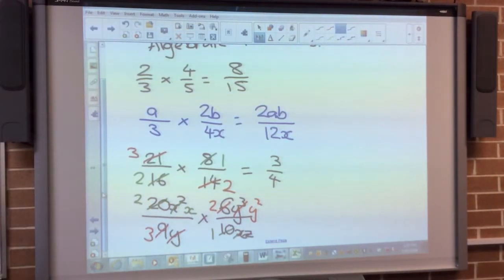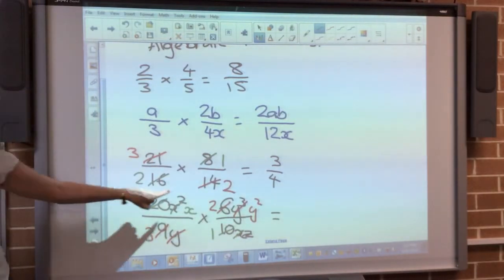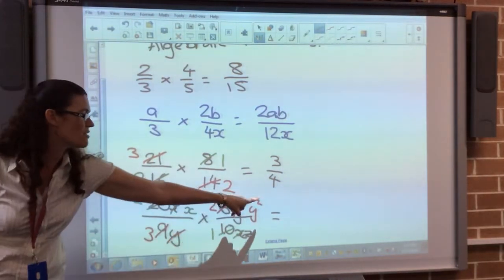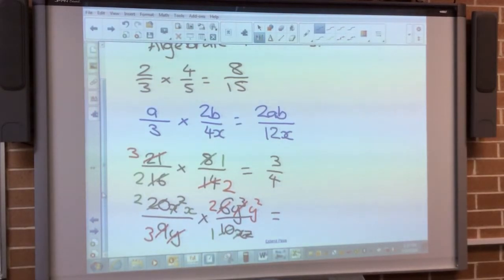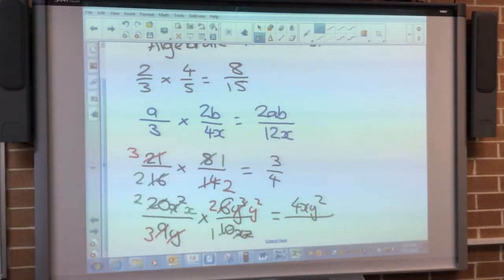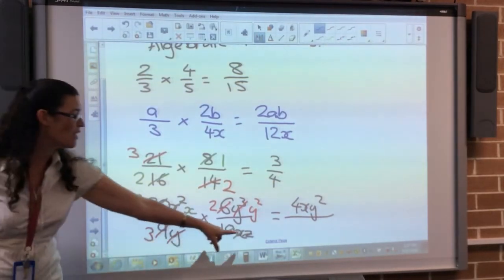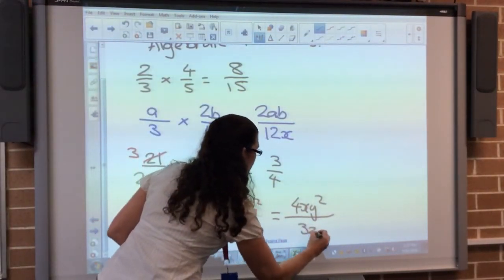Alright, so it's looking very messy there. Hopefully we can see where it's all fallen together. So here I've got a 2x and a 2y squared. When I multiply that all out, what do I get? Isn't it 4xy squared? 4xy squared. Well done. What about on the denominator? What have I got left? 3z. 3, and all I had over there was a z. And that's the answer.